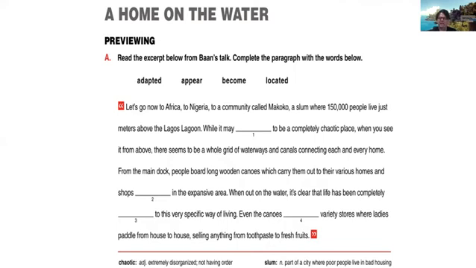Let's go now to Africa, to Nigeria, to a community called Makoko, a slum where 150,000 people live just meters above the Lagos Lagoon. While it may appear to be a completely chaotic place, when you see it from above, there seems to be a whole grid of waterways and canals connecting each and every home. From the main dock, people board long wooden canoes, which carry them out to their various homes and shops. Located in the expansive area, when out on the water, it's clear that life has been completely adapted to this very specific way of living. Even the canoes become variety stores where ladies paddle from house to house, selling anything from toothpaste to fresh fruits.